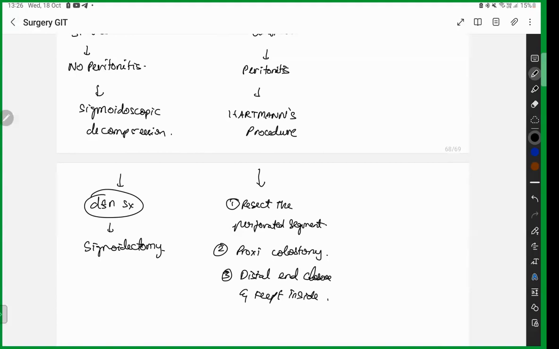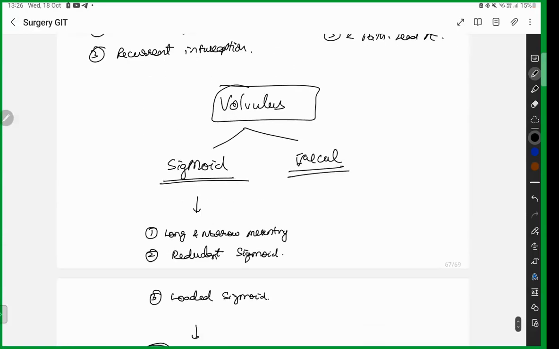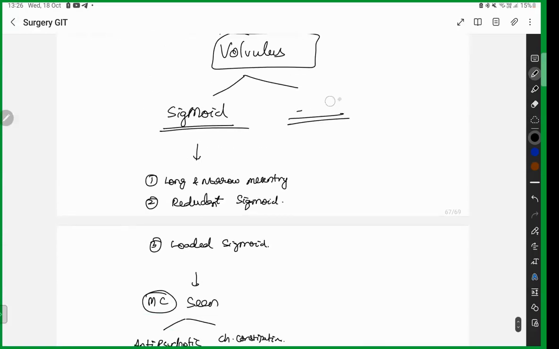Is it clear, guys? If you are clear about sigmoid volvulus, next we are going to talk about the very important second one, which is your cecum volvulus. So what happens in cecum volvulus? Remember, cecum volvulus is more common in females compared to males, and it arises in the 4th and 5th decade.